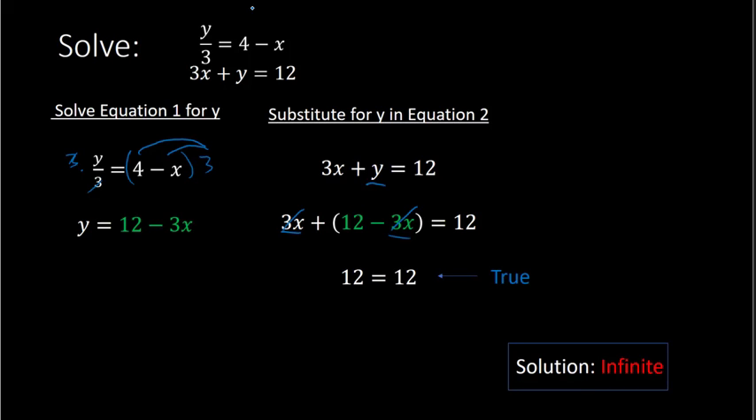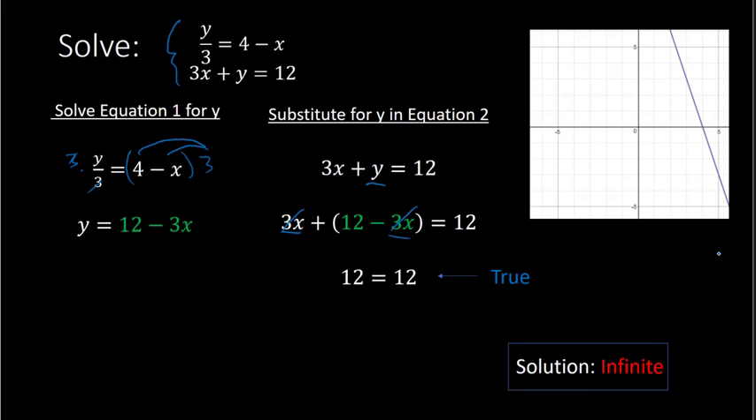And graphically speaking, if I were to graph both of these equations at the same time, what we'd get is one line on top of the other line. So we have two lines on top of each other, which means that there's an infinite number of solutions.